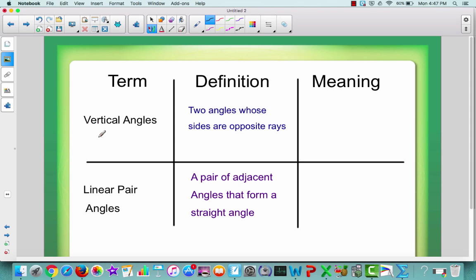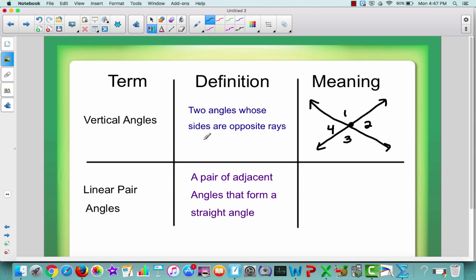The first one, really important angle, these first two, vertical angles. Two angles whose sides are opposite rays. So let's just remember that opposite rays form lines. So here, I'm going to do this, and that, like that. Those are opposite rays, okay? And I'm going to do another set of opposite rays, okay? And then I'm going to label them angle 1, 2, 3, and 4, okay?